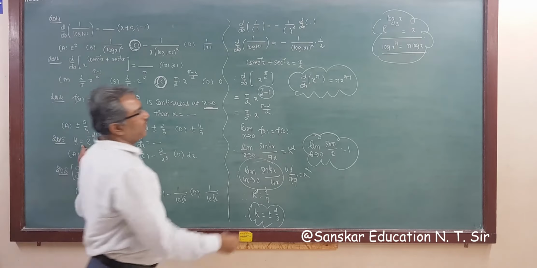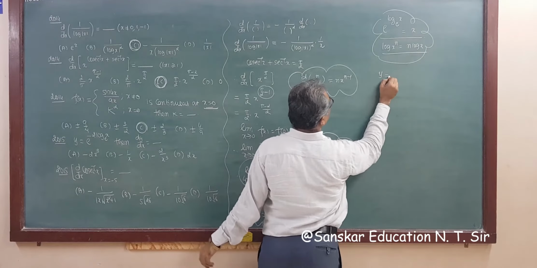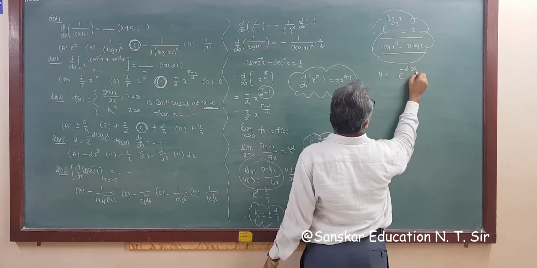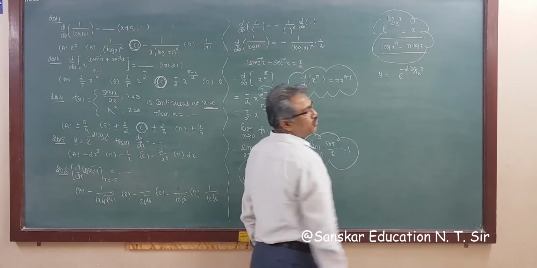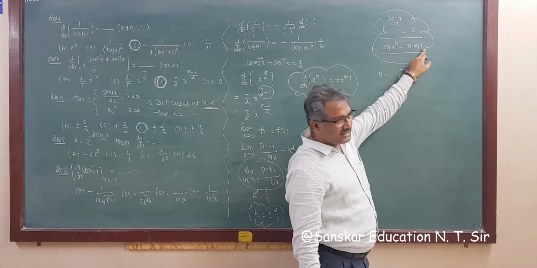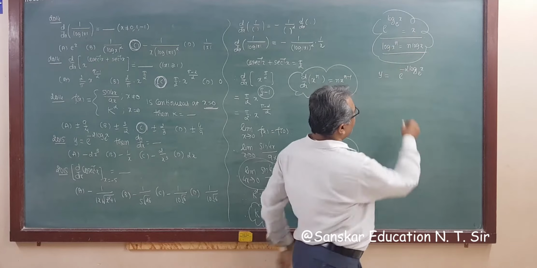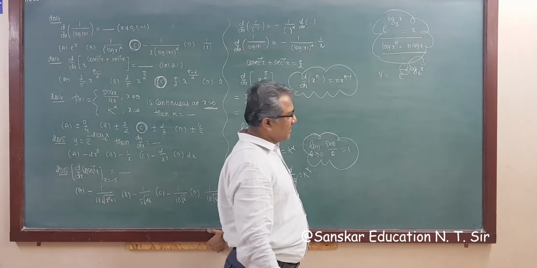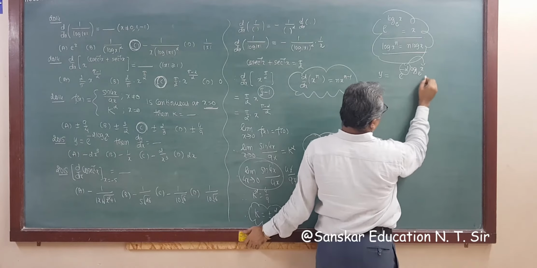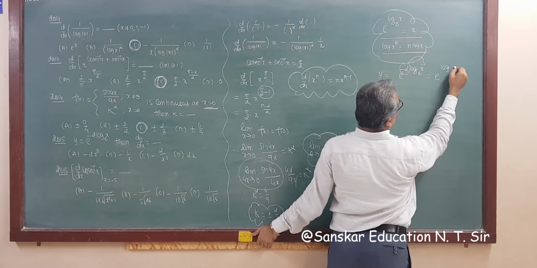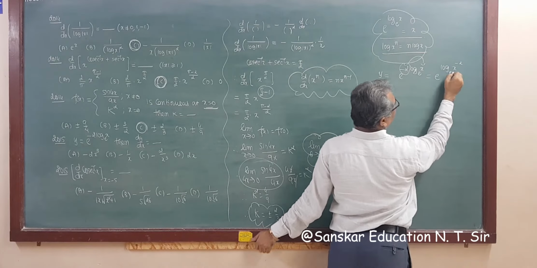Y is equal to e raised to minus 2 times log x base e. Applying the second formula first, n log x becomes log x raised to n. So taking minus 2 as the power of x, this will be e raised to log x raised to minus 2, base e.